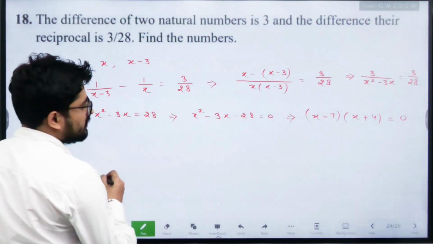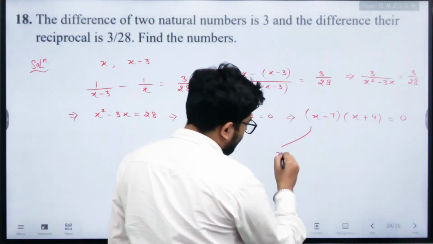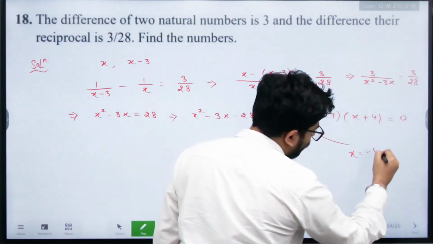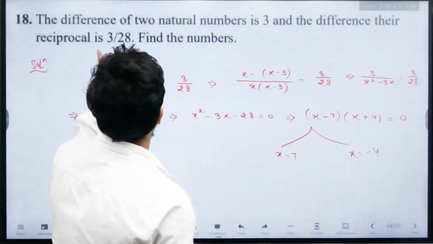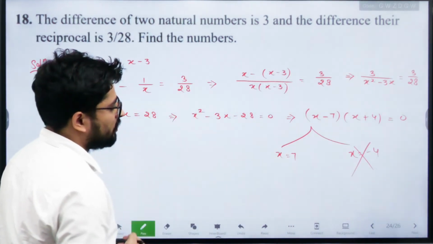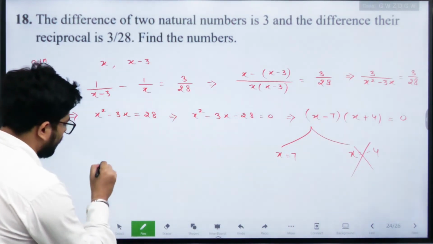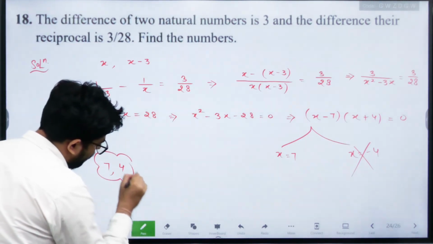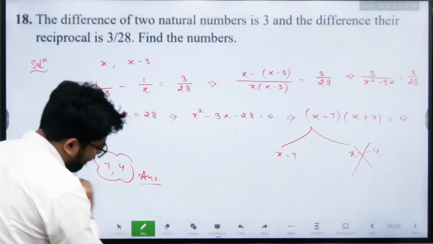So from here you can say x has two values, x is equal to 7 or x is equal to minus 4, and we know we have two natural numbers, so x cannot take a negative value. So x is 7, so one is 7 and the other was 7 minus 3, that's 4. So this is the final answer.